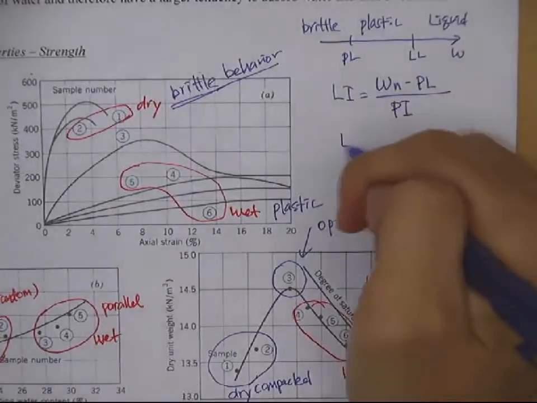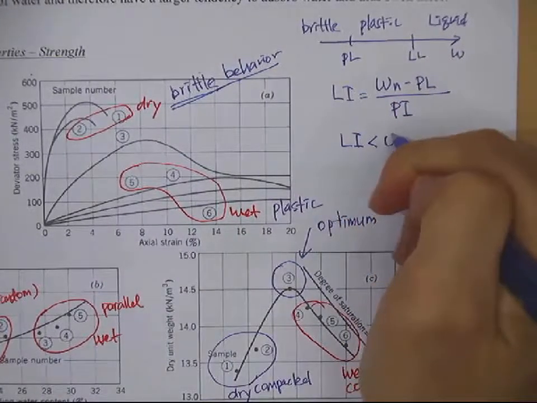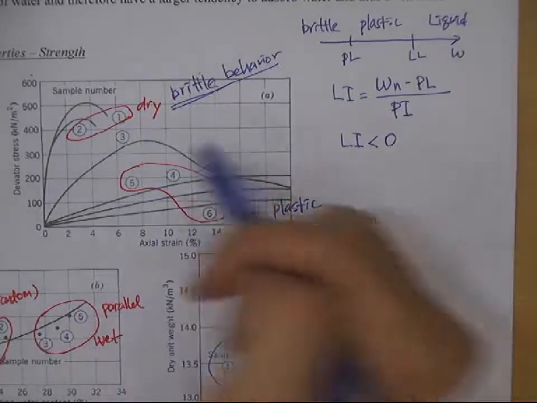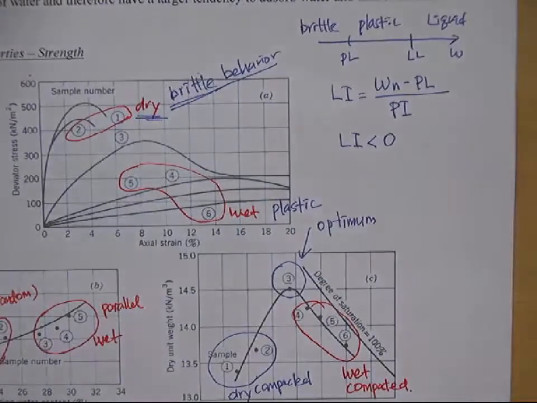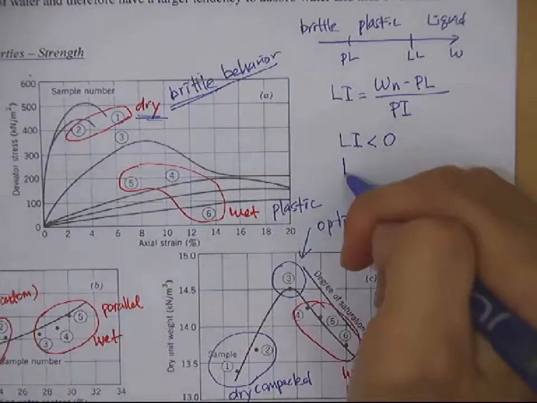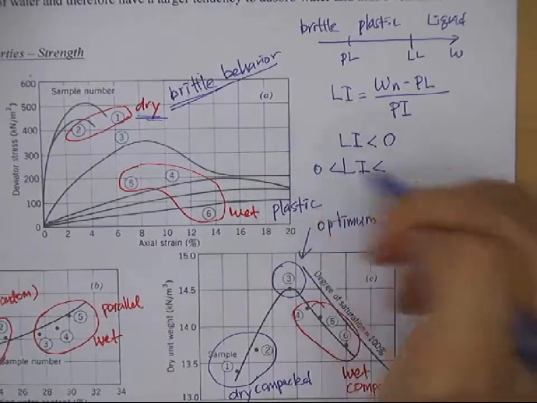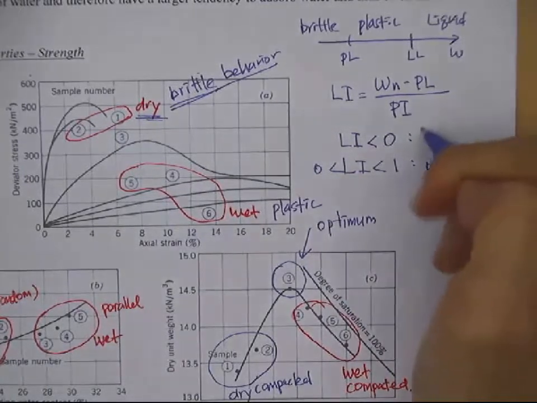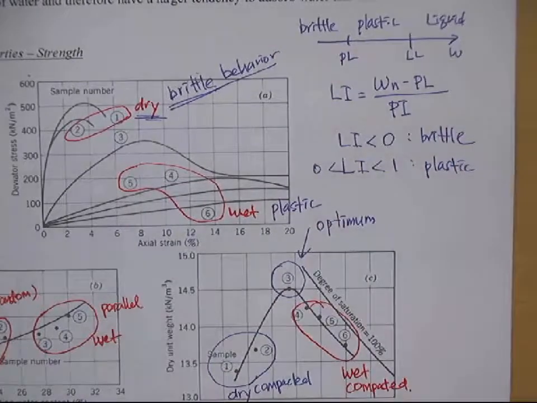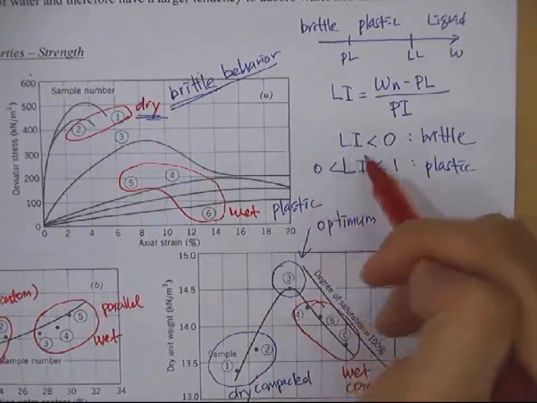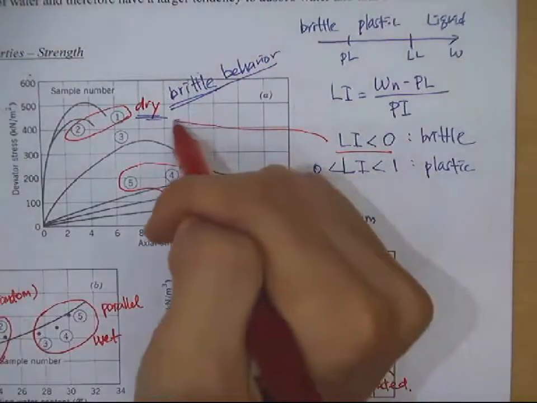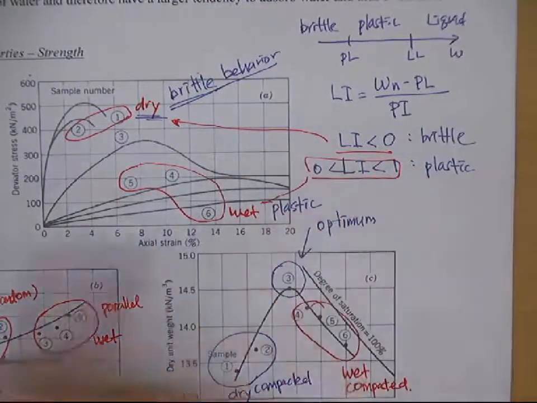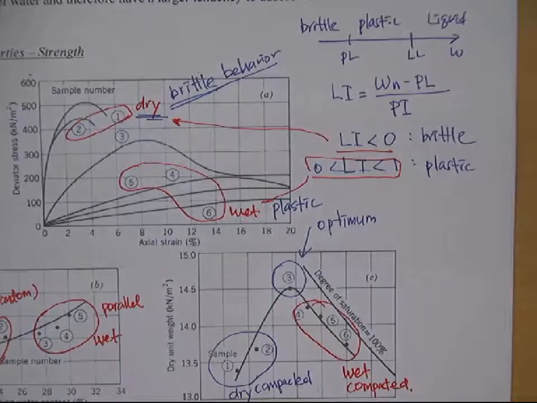So when the liquidity index is less than 0, it typically shows brittle behavior, right? So this is the dry condition, dry compacted soil. And if the liquidity index is between 0 and 1, it shows plastic behavior. This one correlates to this soil, and this soil correlates to the wet soil, wet compacted soil.